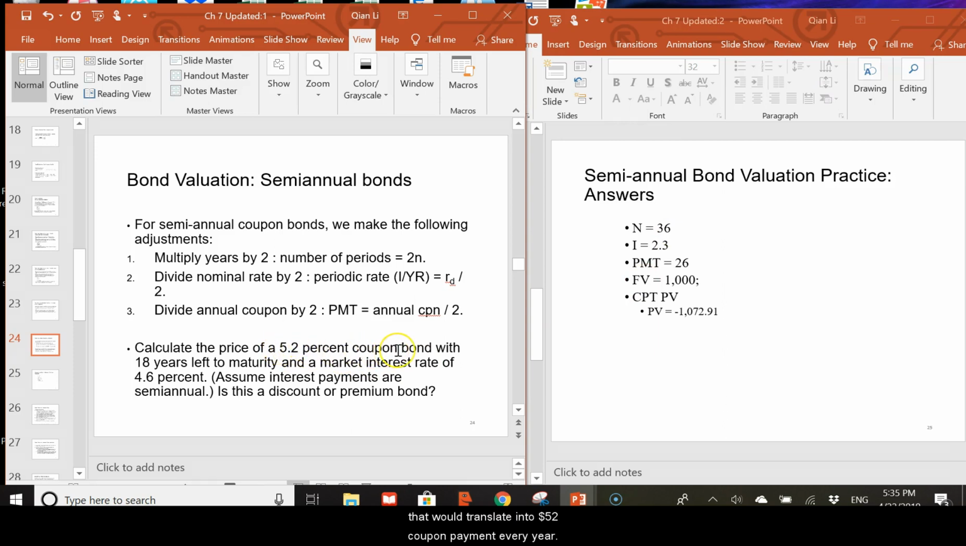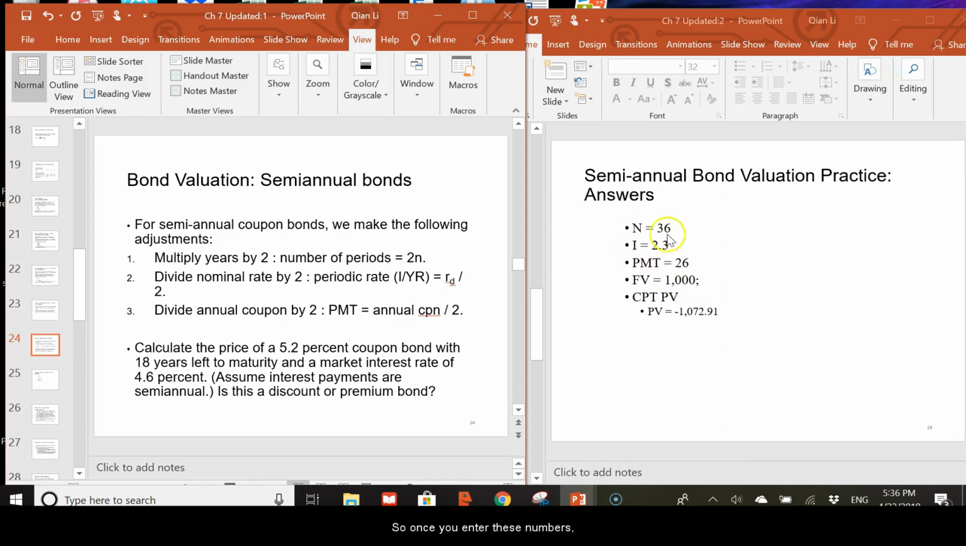5.2% coupon, that would translate into $52 coupon payment every year. But since this bond pays semi-annually, or twice a year, then every 6 months, you get half of the $52. So that's why you have 26 as payments. Nominal interest rate divided by 2. So 4.6 divided by 2 to get the semi-annual interest rate of 2.3. Final value is not affected. It will still be 1,000.